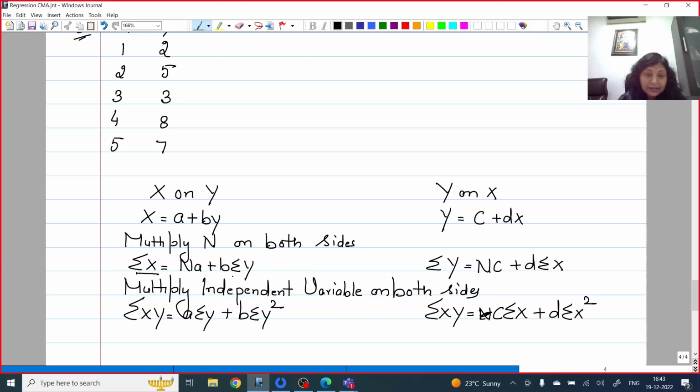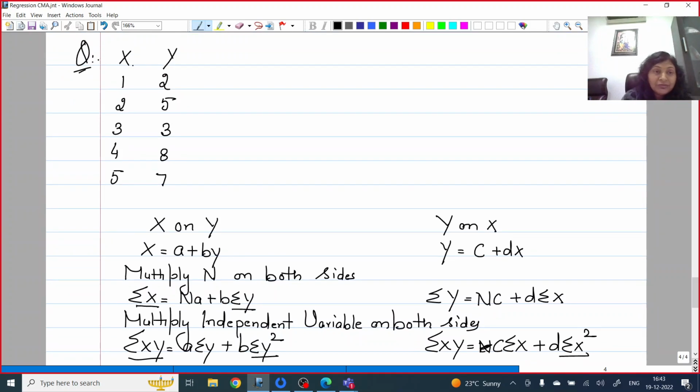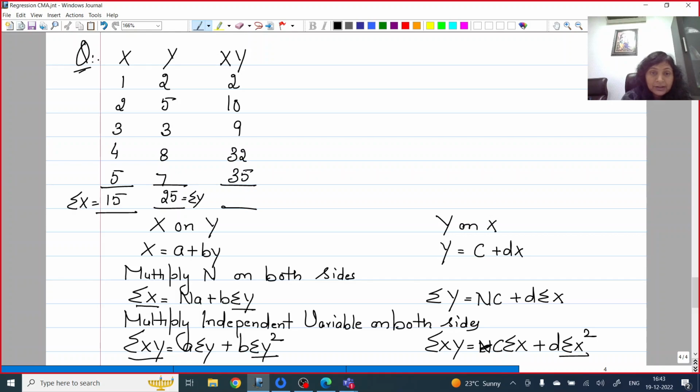We need summation x, summation y, summation xy, summation y square and summation x square. So these values we'll find out with the help of the given values. First, summation x. Summation x is 15. Summation y is 7, 10, 18, 25. Next we want xy. So xy is 2, 10, 9, 32 and 35. So this becomes 88. This is my summation xy.